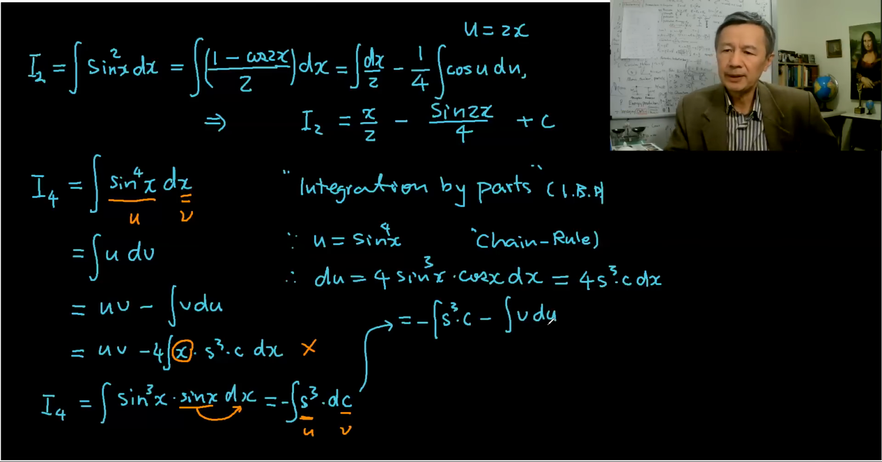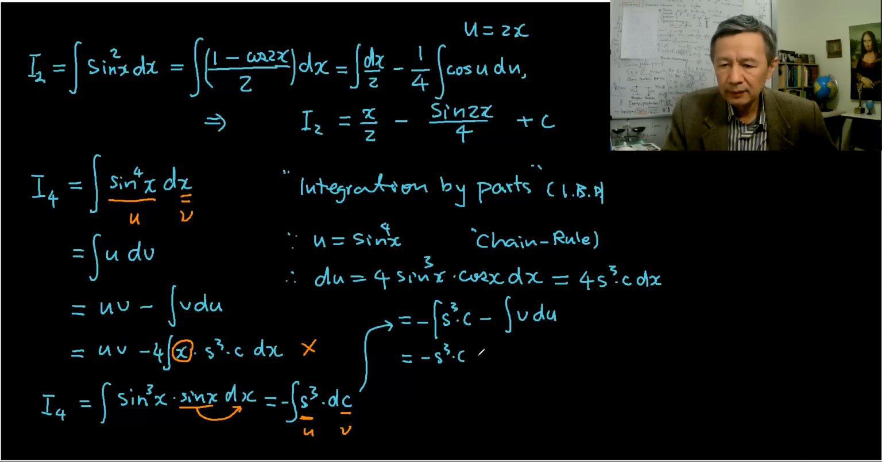Here we use the application of integration by parts. Now, the first term, if we just keep the first term, it's simple. So S cubed times C. Negative times negative becomes positive. Now, what is the V? V here is not X anymore. V is our C. So we got the C, everything inside the integral.